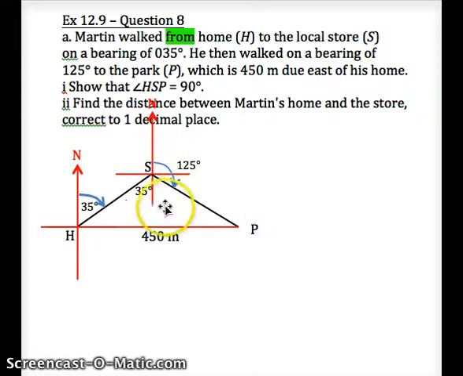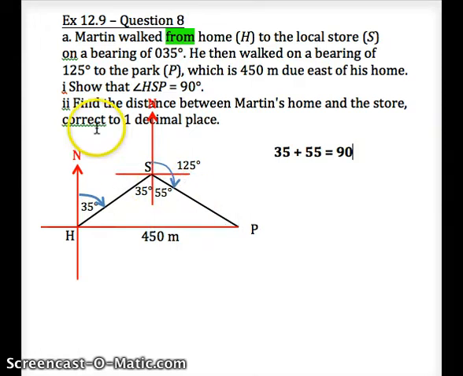Now, if I draw an arc all the way around, remember there's 180 degrees in a straight line. So this little angle in here will be 180 minus 125, which is 55 degrees. So I'm going to mark that 55 in there. Okay, so that angle in there is 35. This angle in here is 55. And of course, we know that 35 plus 55 equals 90 degrees. So therefore, this angle in there is 90 degrees. So we've done part 1 of the question to show that angle HSP is 90 degrees.